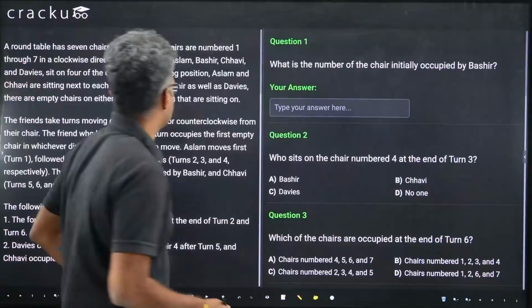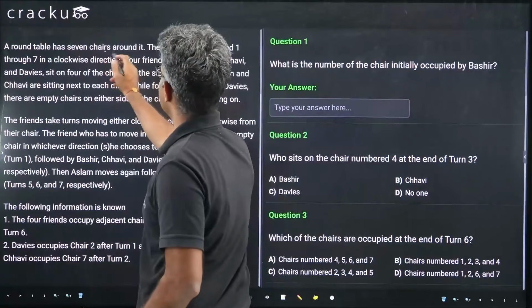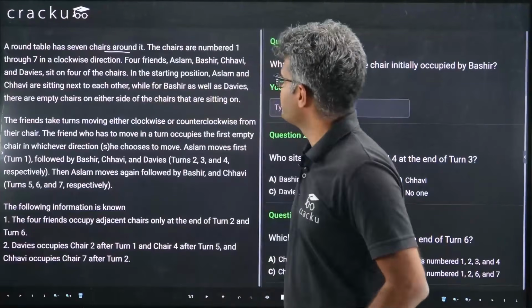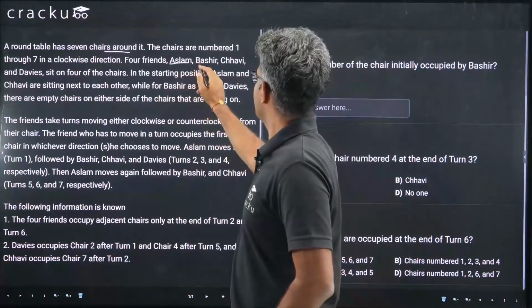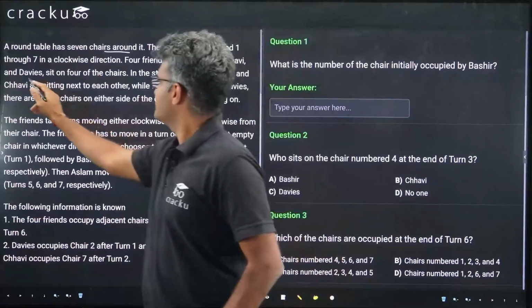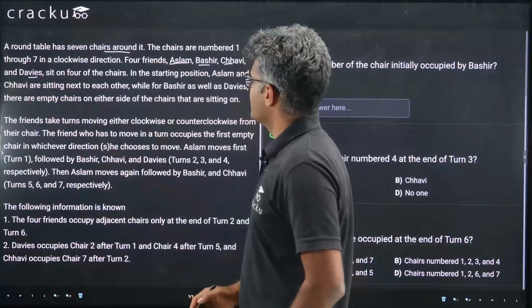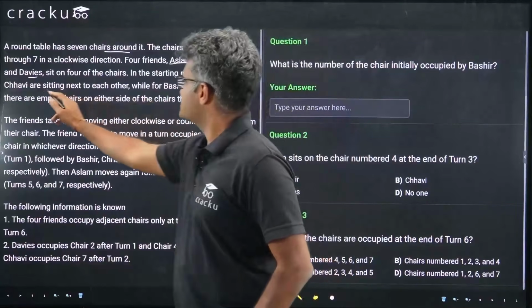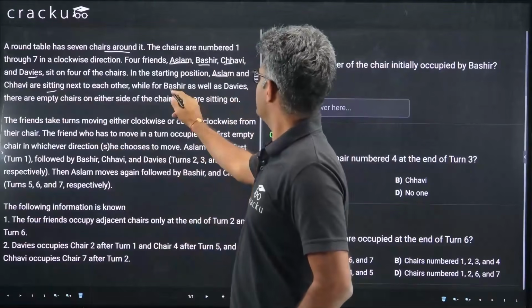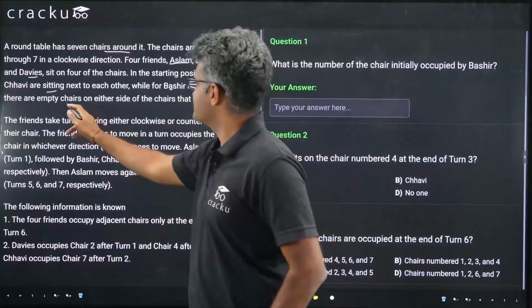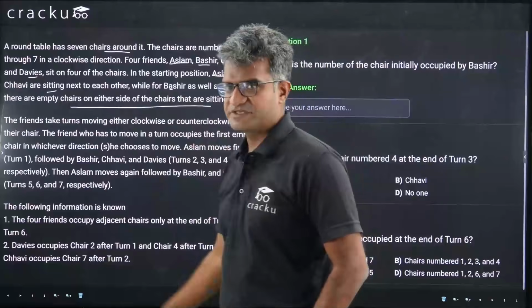In this question, we are told that there are 7 chairs around a round table, and there are 4 friends. Let us call them A, B, C, and D. They are sitting on the 4 chairs. In the starting position, A and C were sitting next to each other, and B as well as D had empty chairs on both sides of their chairs. This is what is given.